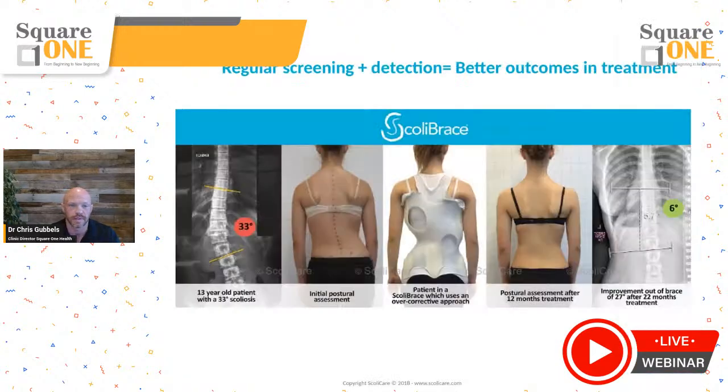time. So, like I said, what you want to do is detect scoliosis early on so we can get to the right treatment early on, because the right treatment early on gives our best chance of having the most success.